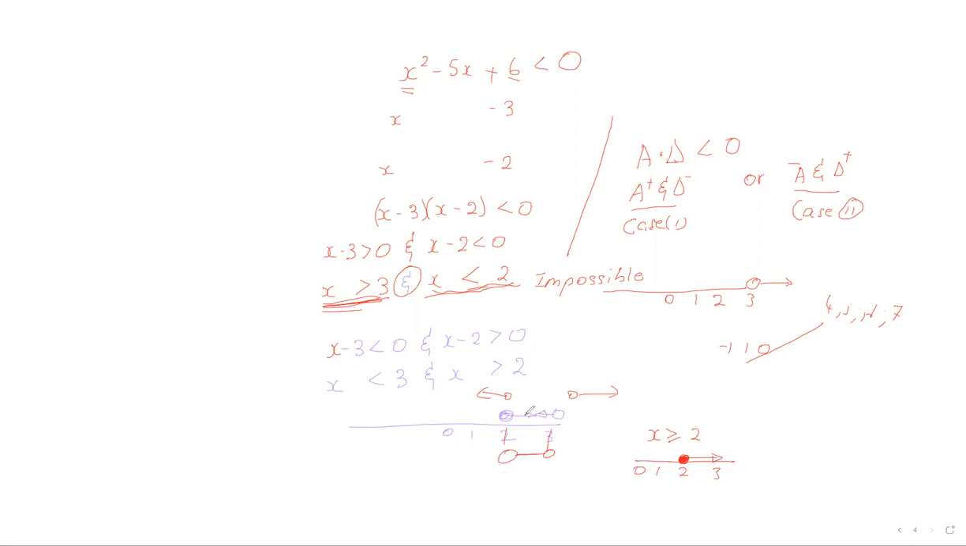And in set builder notation, this will be 2 and 3 there. This one here will be 2 and infinity here. That is included, that doesn't include. 2 is included here, that's what it says.